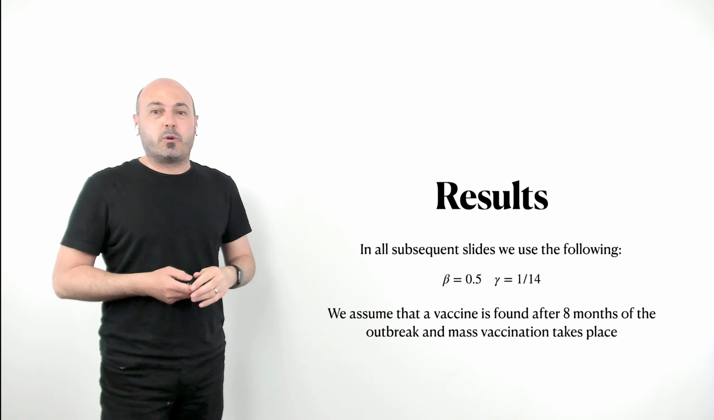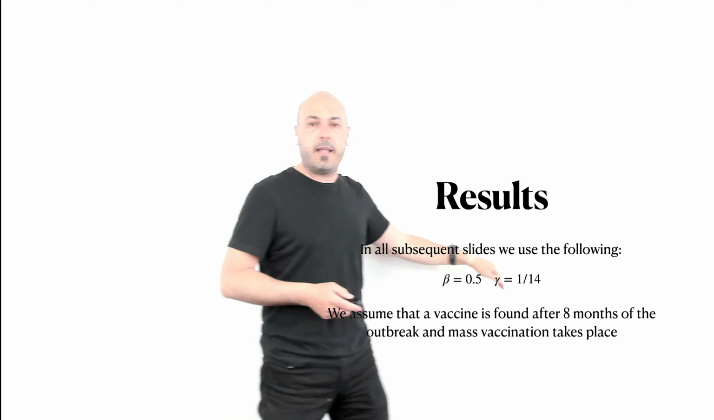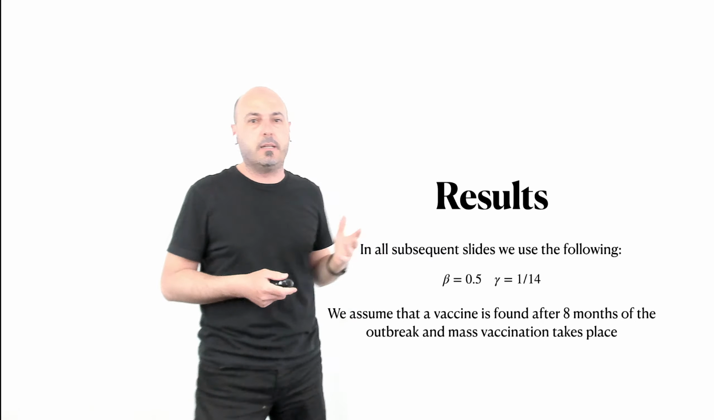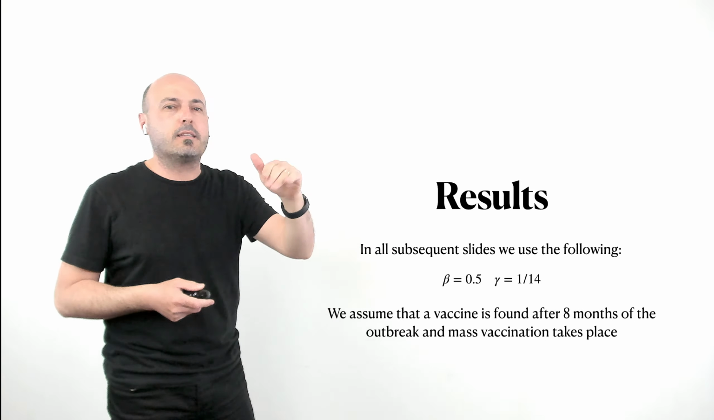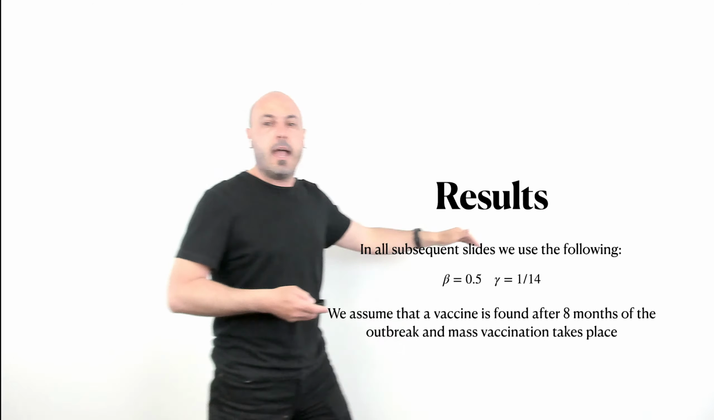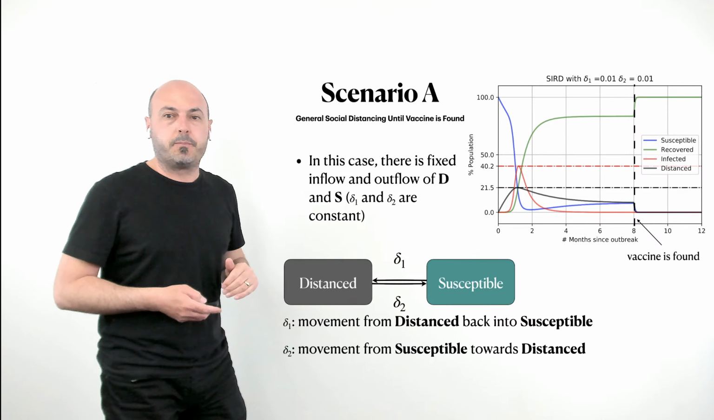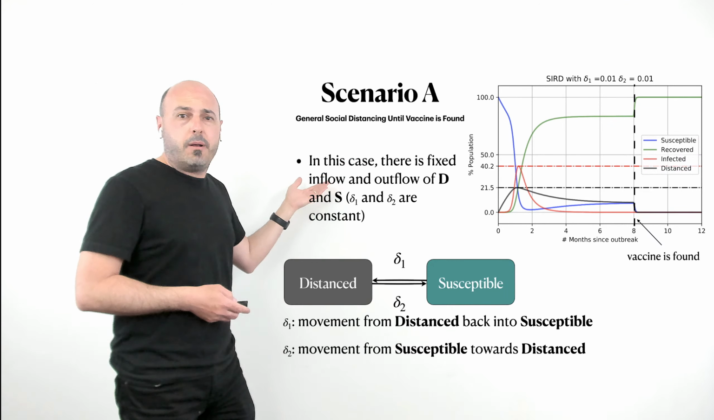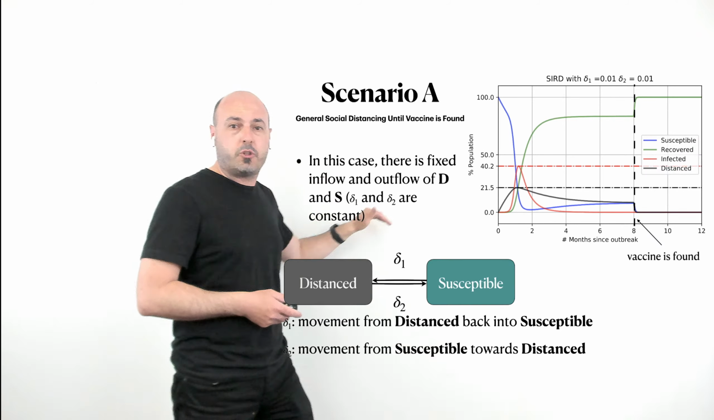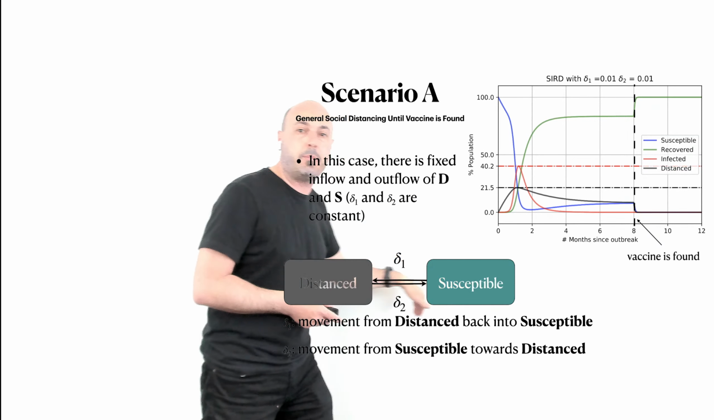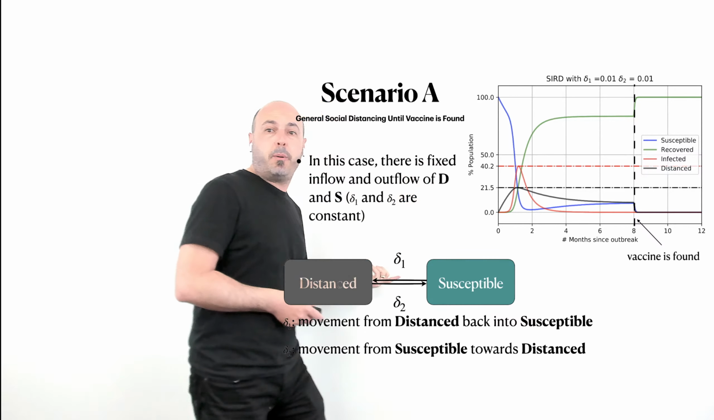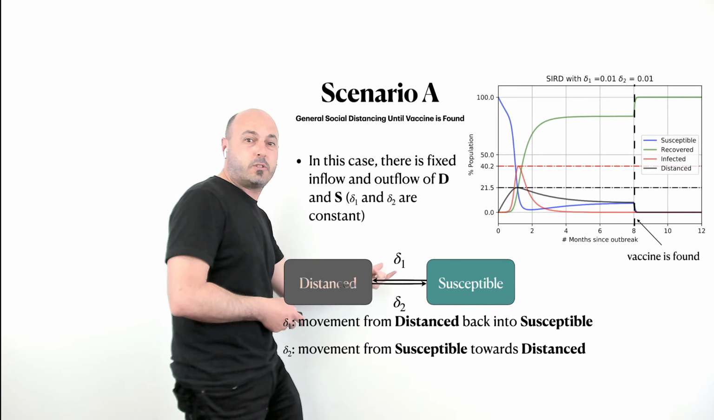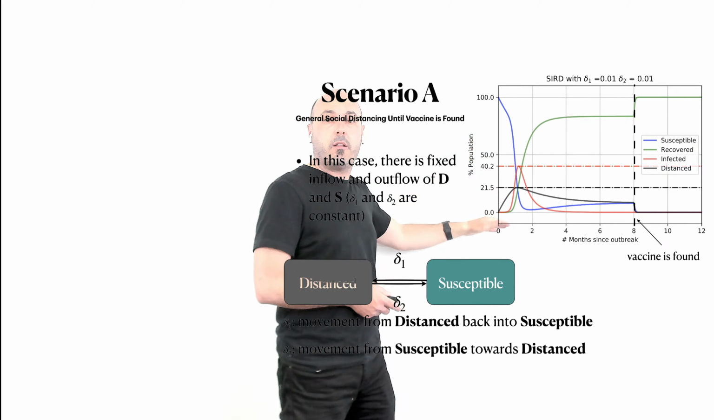For the first set of results, I'm going to fix beta and gamma. Beta is the infection rate, say 0.5 infection probability. It really doesn't matter because I'm looking at the sensitivity to social distancing. And gamma is 1/14. In this first plot, there is a fixed outflow of socially distanced to susceptible and susceptible to distanced, and I'm going to play around with those coefficients, those deltas. And then I'm going to plot the curves.